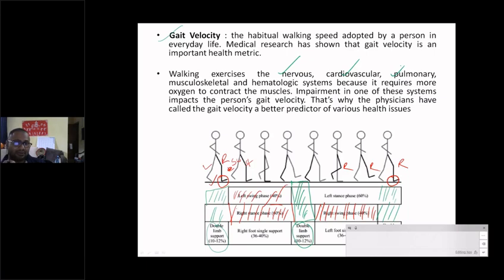The question is coming: if there is impairment of any of these systems, whether nervous system, cardiovascular, pulmonary, musculoskeletal, or hematology. I told you that gait or walking involves all sorts of things, so at least you can identify the abnormality happening in these systems. Impairment in one of these systems impacts the person's gait velocity. It can affect your walking.